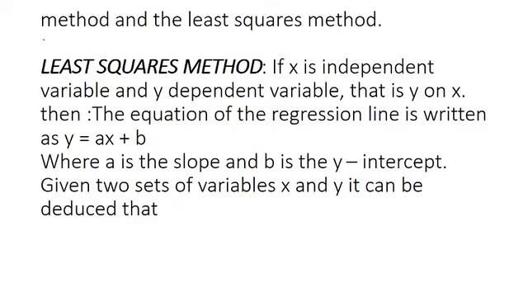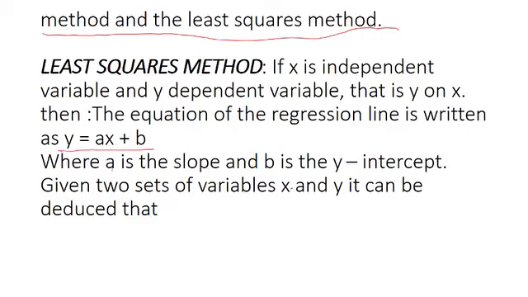Now, when we talk about the method of least square in fixing our line of regression, there are some things we really need to take into consideration. At first, if x is the independent variable and y is the dependent variable, that is y on x, then the equation of the regression line is written as this. We will be using this as our regression line, where a is the slope and b is the y-intercept.